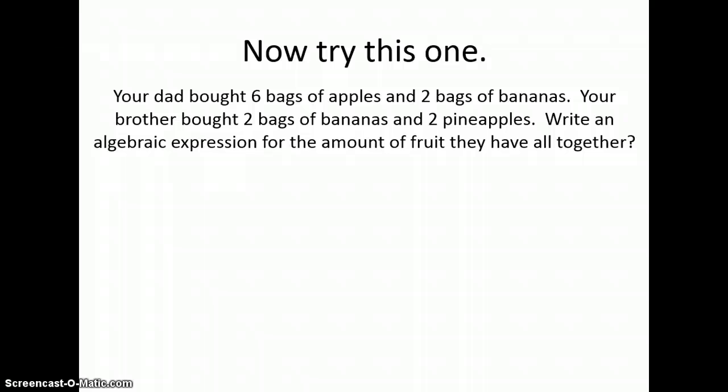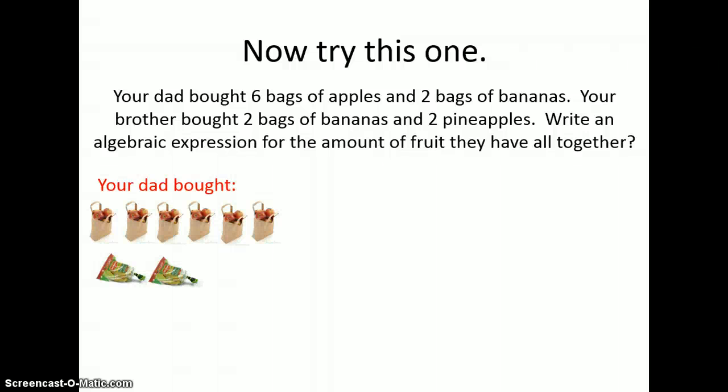Your dad bought 6 bags of apples and 2 bags of bananas. Your brother bought 2 bags of bananas and 2 pineapples. So let's write an algebraic expression for the amount of fruit they have altogether.